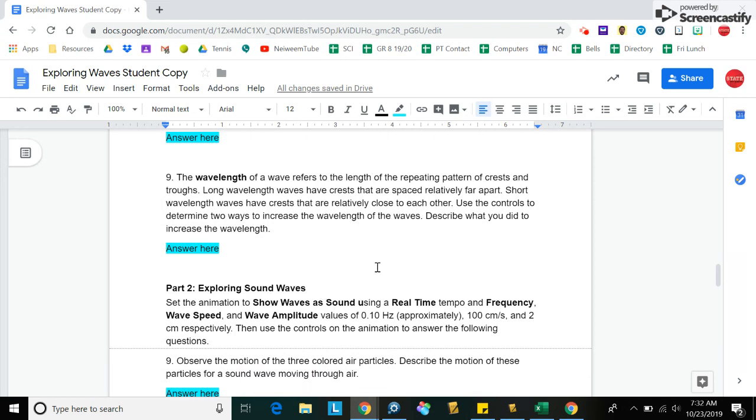Wavelength of a wave refers to the length of the repeating pattern of crests and troughs. Long wavelength waves have crests that are spaced relatively far apart. Short wavelength waves have crests that are relatively close to each other. Use the controls to determine 2 ways to increase the wavelength of the waves. Describe what you did to increase the wavelength.